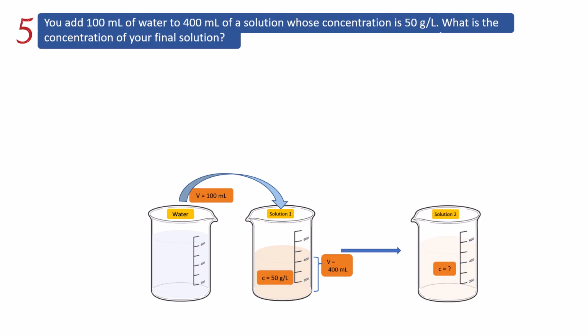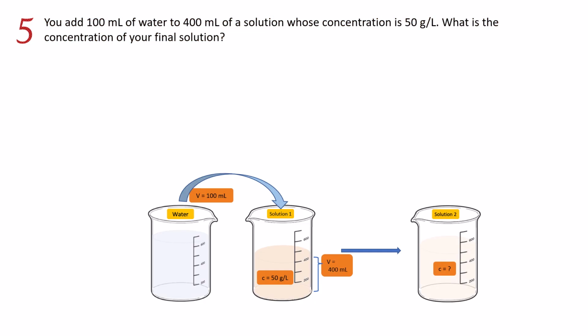Let's solve the problem. Step 1. Circle all numbers and units, underline the question. Step 2. List all numbers and units. Step 3. Write an equal sign to the left of each. Step 4. Write the symbol for the variable to the left of the equal sign. Milliliter is a unit of volume, and gram per liter is a unit of concentration. Step 5. Determine the unknown. Write down its symbol, then equal sign, then question mark.